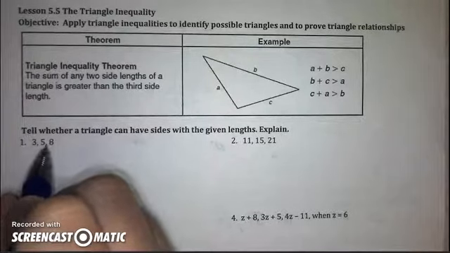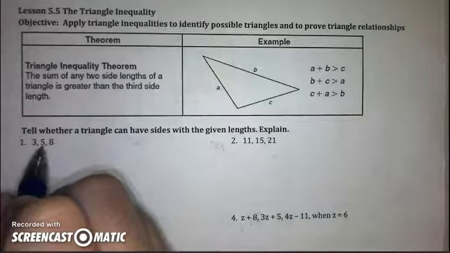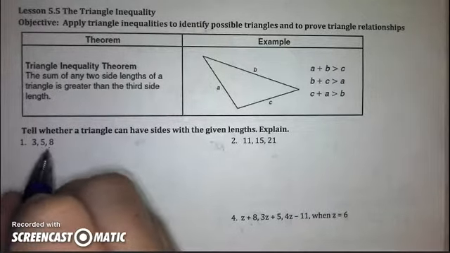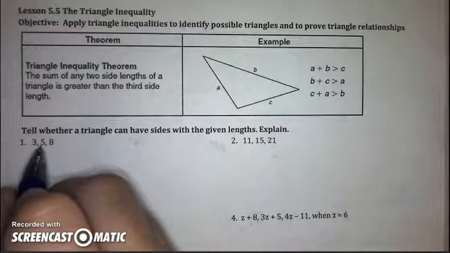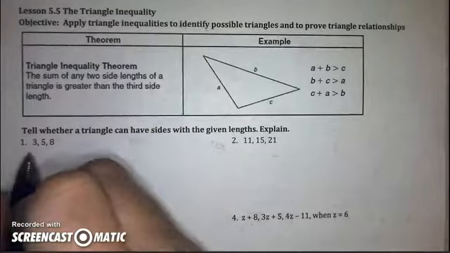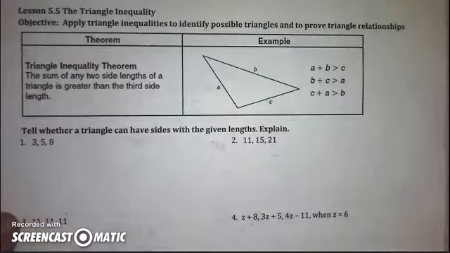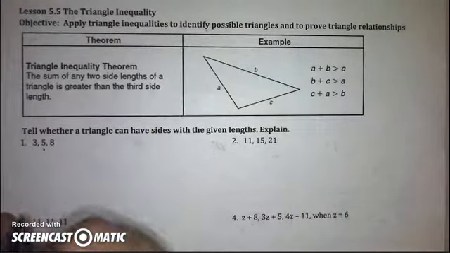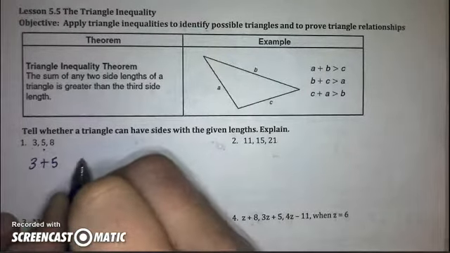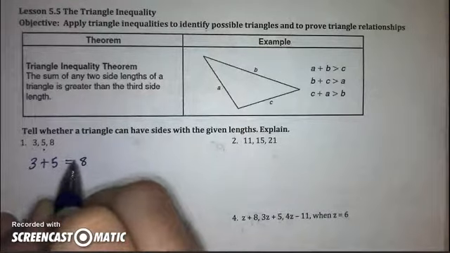8 and 5, those are both already bigger than 3, so if I add them, that will definitely work. I don't really have to check that. 8 and 3, 8 is already bigger than 5, so if I add 3 more to it, it's still bigger than 5, so that one works. But the important one, the really only one we need to check, are these smaller two compared to the third. 3 plus 5 is not greater than 8. 3 plus 5 equals 8.